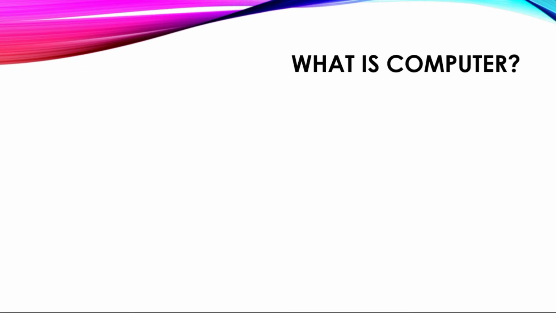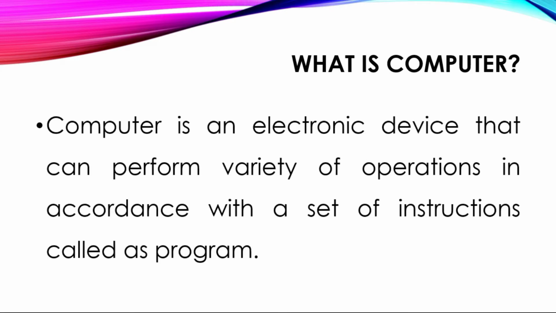So first, what is computer? Computer is an electronic device that can perform variety of operations in accordance with a set of instructions called as program. Now we all are aware of the definition of computer since grade 1 that it's an electronic device. Of course it works on electricity, so it's an electronic device. At a time it can perform number of operations together, and whatever operations are performed, those are nothing but a set of instructions which is fed in an application. Whichever application we use, those applications have a set of instructions which has to be followed.